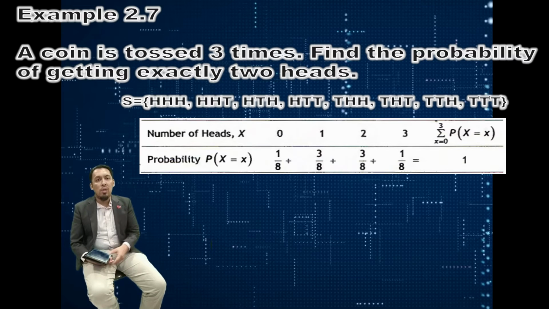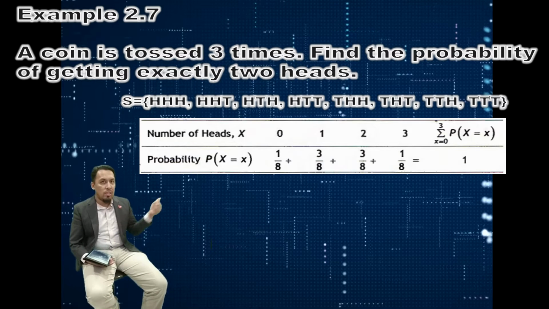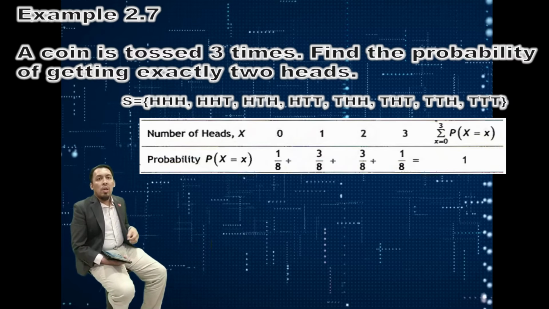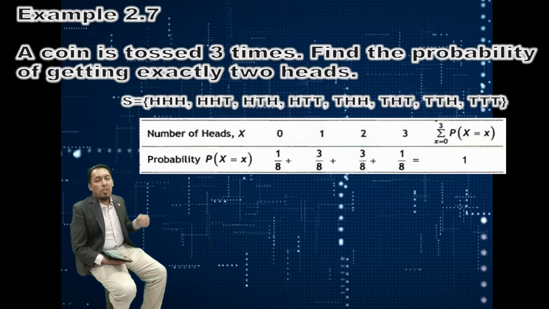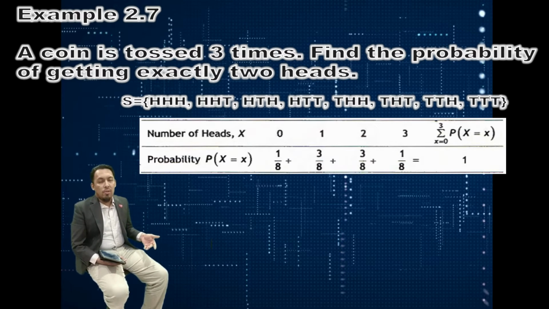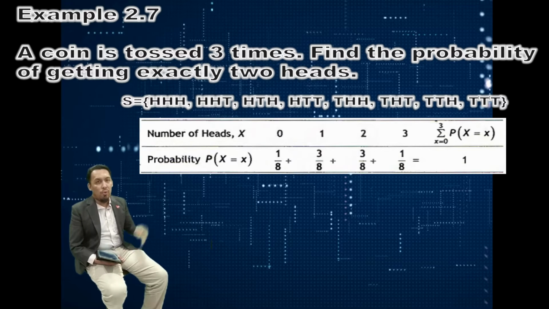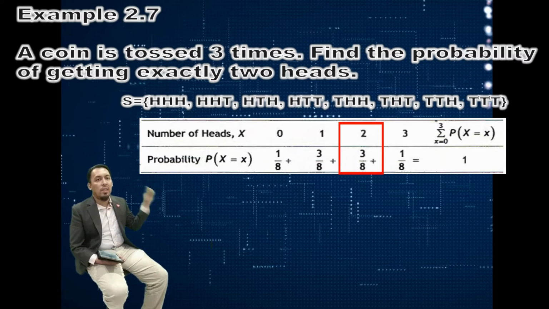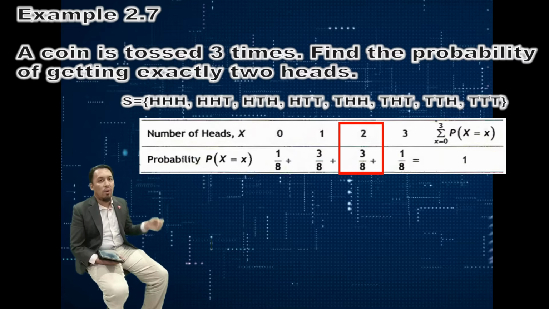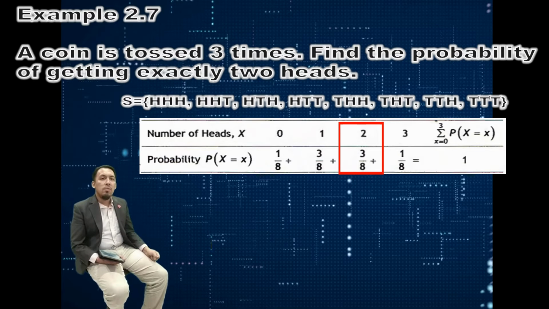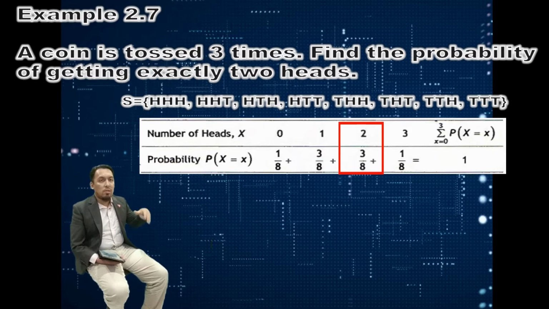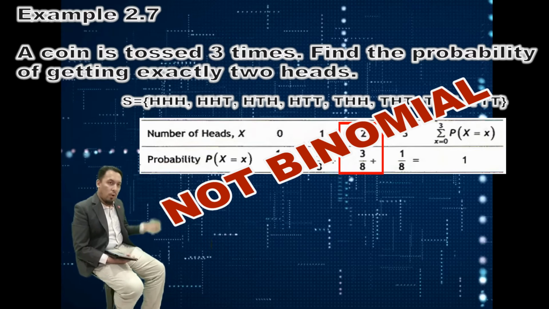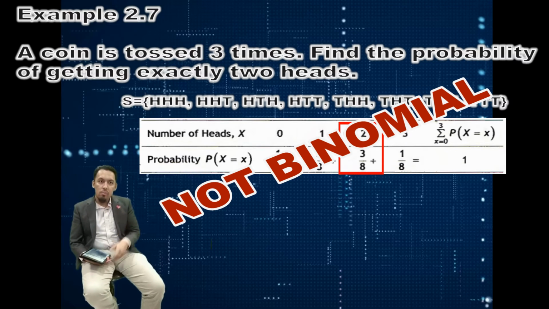Let's try to answer the question using this table. What is the probability of getting exactly 2 heads? Just refer to the table for 2 heads and you'll see that the probability is 3/8 or 0.375. That is not by using binomial. Now let us try to use binomial.